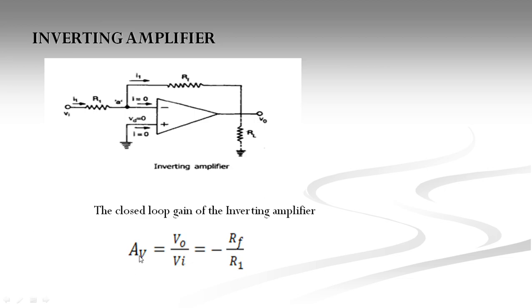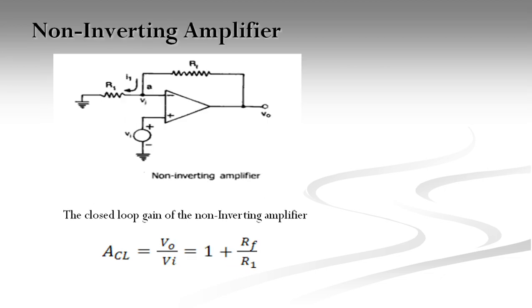So the gain of the op-amp is given by output voltage divided by input voltage, which is given by minus RF, the feedback resistor, divided by the input resistance R1. So how we got this voltage gain equal to minus RF by R1, we'll see in the next video session.